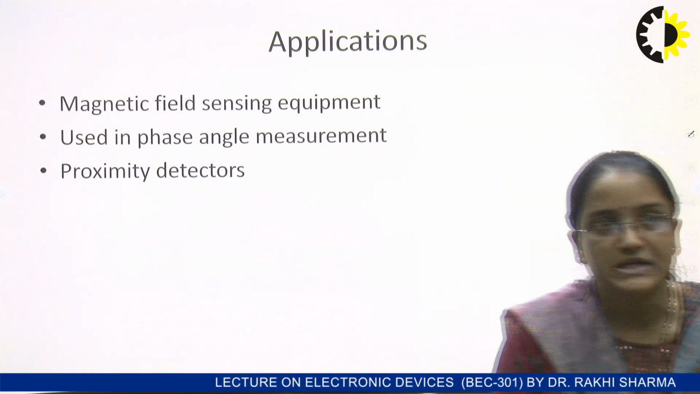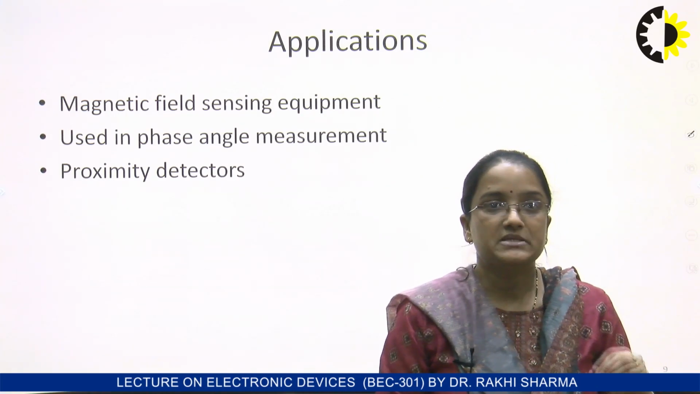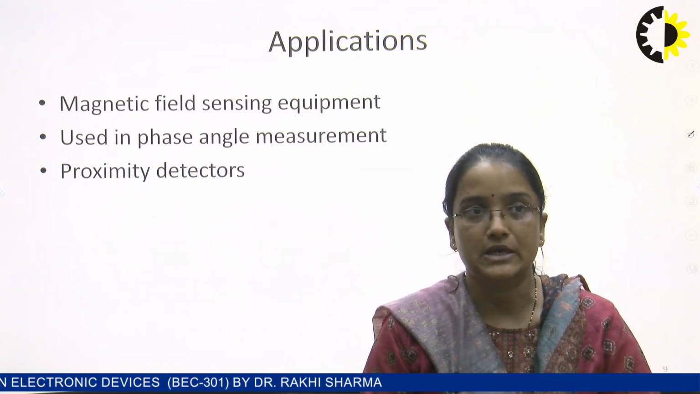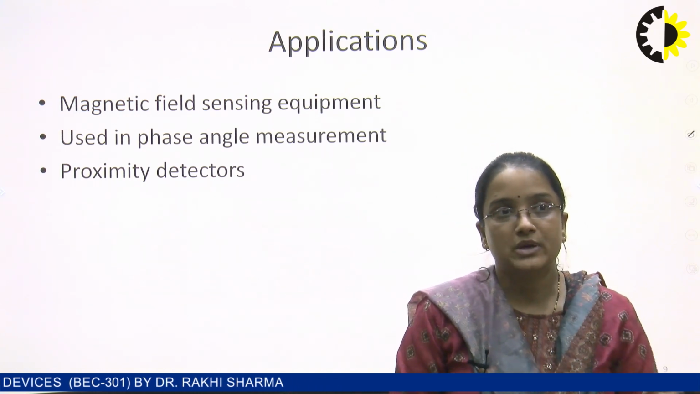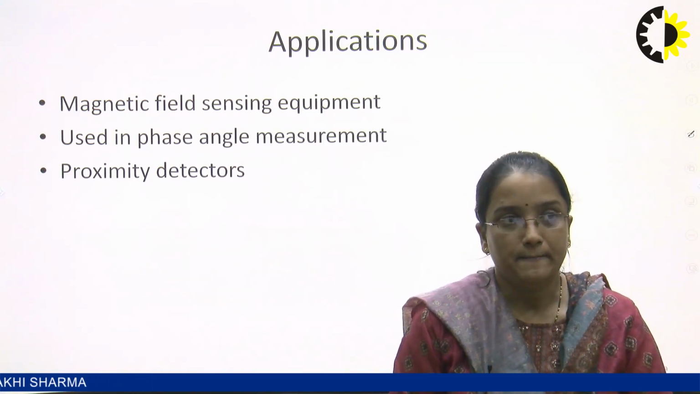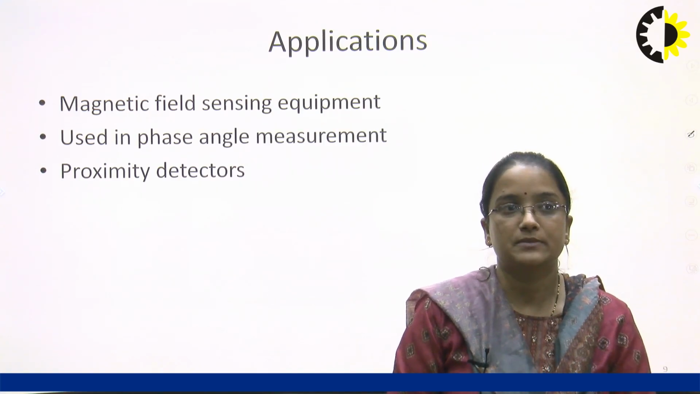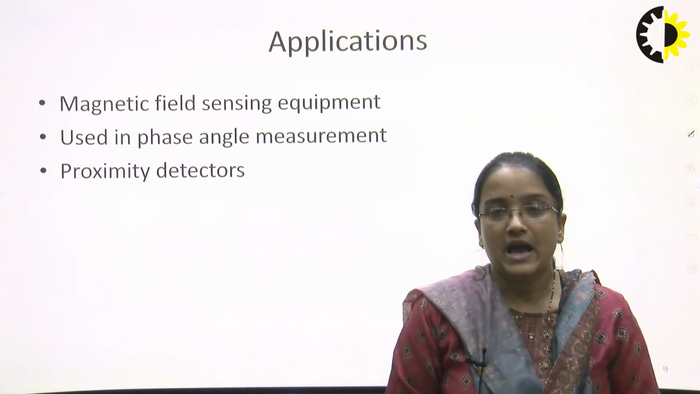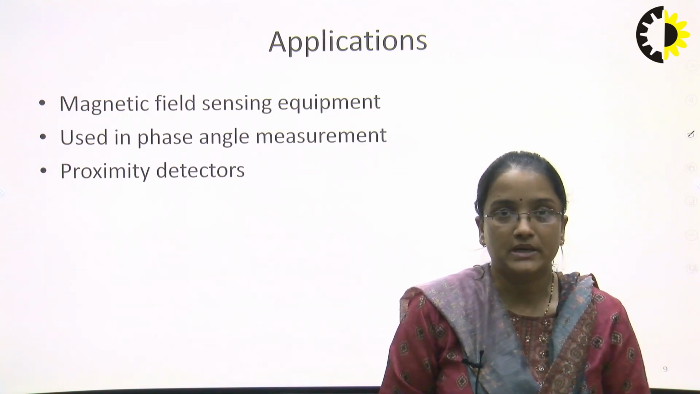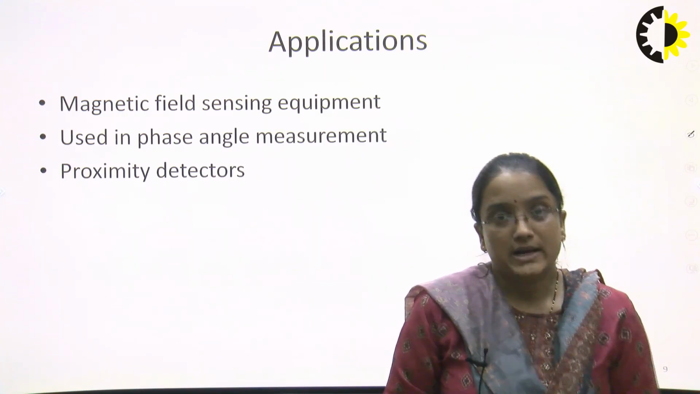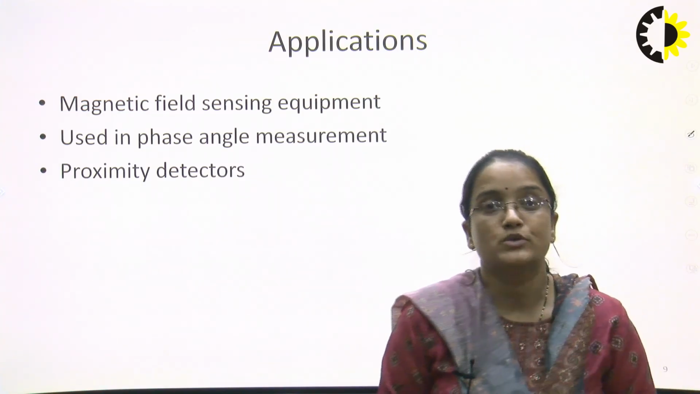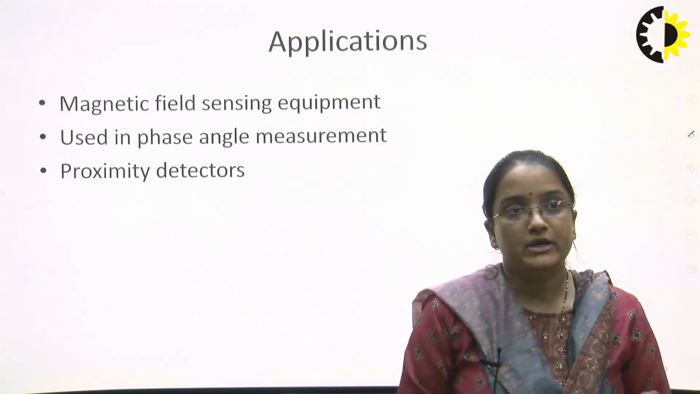Finally, these are the applications where this Hall effect is being observed and used. First of all, it is widely used in magnetic field sensing equipment. In all the sensors, we are observing this effect. Second, it is used in phase angle measurement. And finally, it is used in proximity detectors. So this phenomenon is used in a wide range of applications, and that's why it is considered the most important method, particularly for electronic devices.